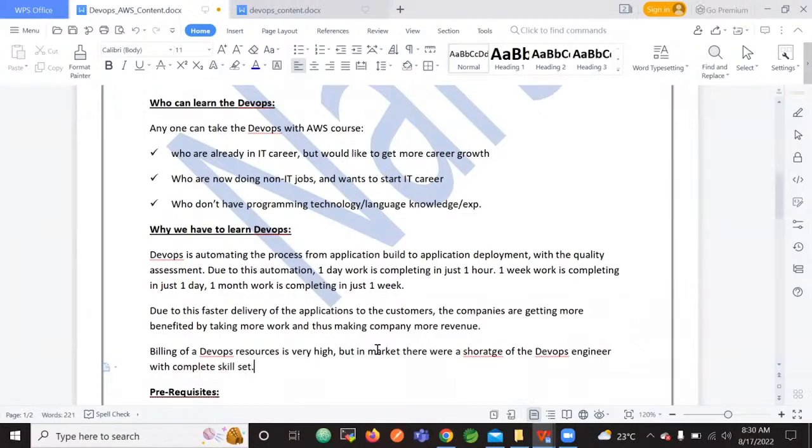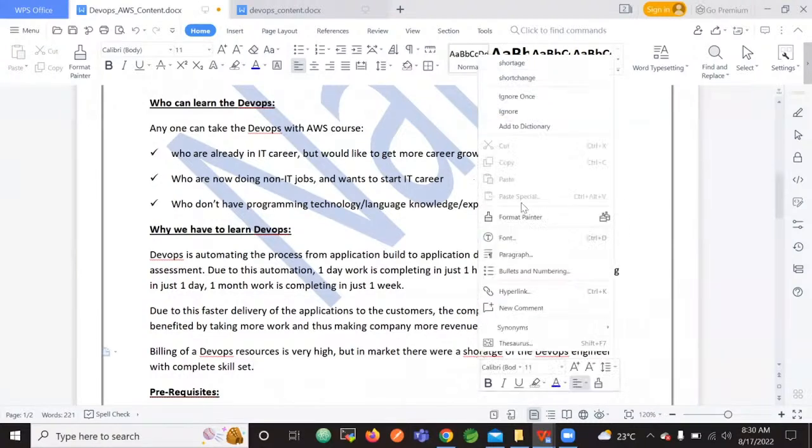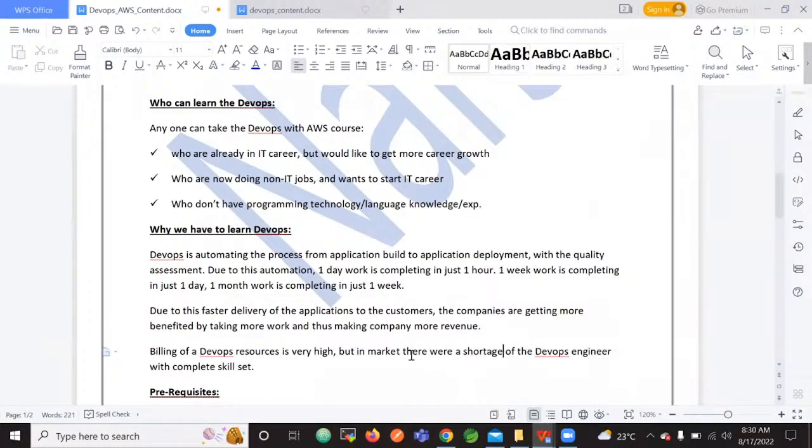So what is this complete skill set the companies are looking for? Let us understand. Companies are looking for the DevOps engineer with complete skill set. What does this complete skill set mean? Though the complete skill set is not available in the market yet, still they are taking the resources.